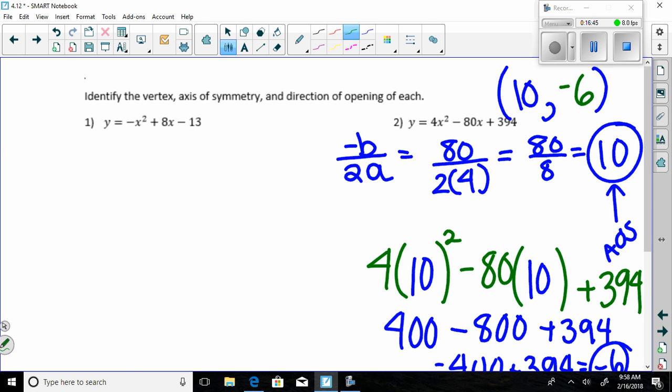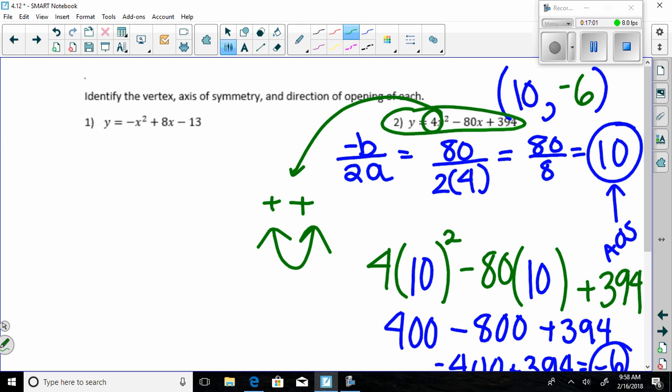Now, last thing, they wanted the direction. So is this a positive or negative? Remember, we're always looking at the equation, not my vertex. So is A positive or negative? Good. We're looking at that 4. So since A is positive, we got a positive parabola, happy as can be. Yeah, because they want the direction of the opening. So we could just say opens up.